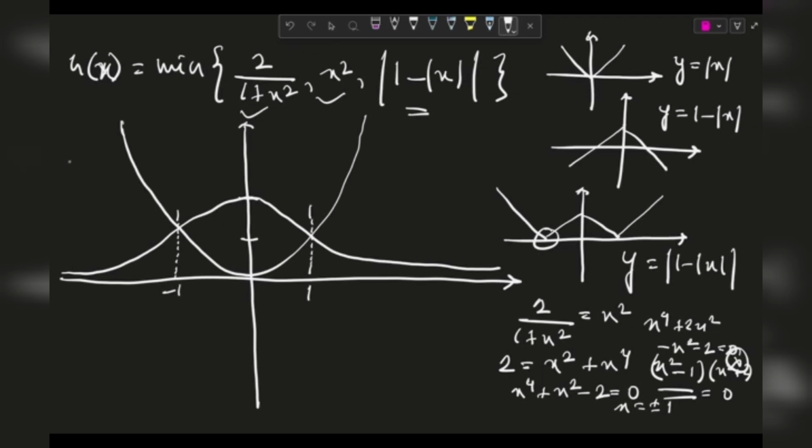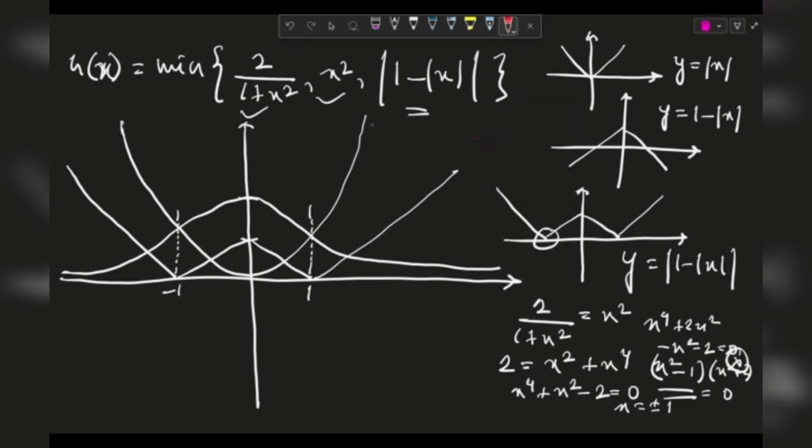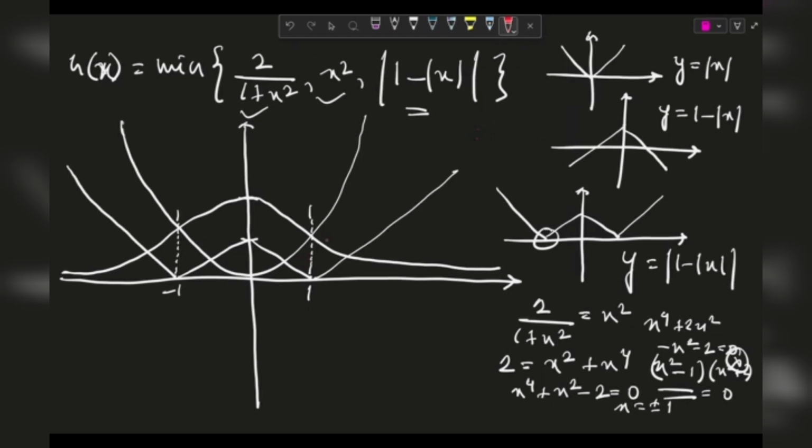So basically, our final 1 minus mod x whole mod will come like this. And this will rise like this to 1. Again go like this. And this is somewhat the graph. And now if we want to draw minimum of this, so what I will do is I will try to change the color of the ink. Let's take a red. And yeah, red is okay, I guess. So we have to draw minimum of this curve. So I will color it with red.